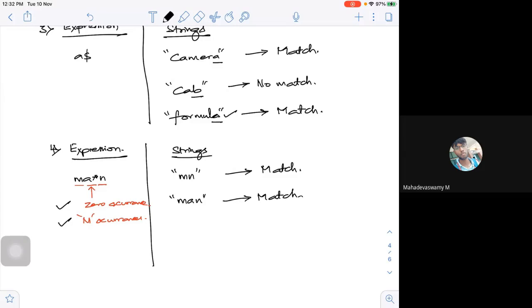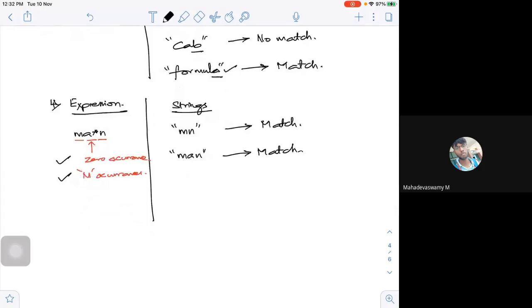Okay, now for example, I have MAAN. Yes, still it is matching. Why? It is occurring more than once. See, the minimum can be 0, and still it matches. It can be more than that, but the pattern of searching is still going on. So, I can tell it is a match.